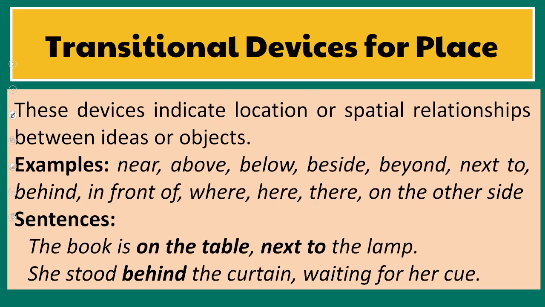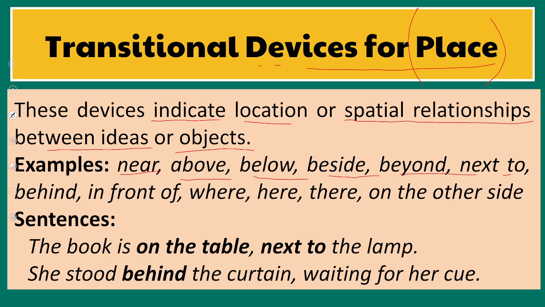Let's go further. Here we have the second type, transitional devices for place. The transitional devices also indicate the place of a thing. These devices indicate location or spatial relationship between ideas and objects. So let's find out what type of words or phrases are used as the transitional devices for place. Near, above, below, beside, beyond, next to, behind, in front, where, here, there, on the other side, and so on, etc.